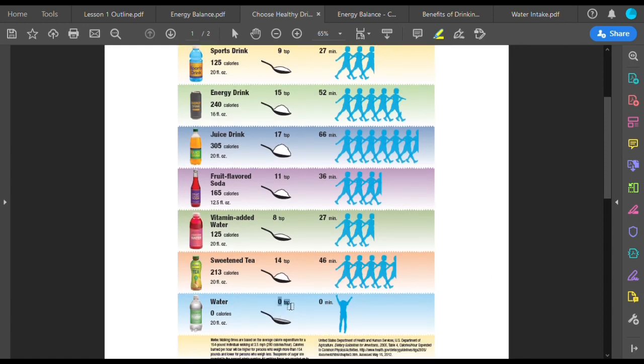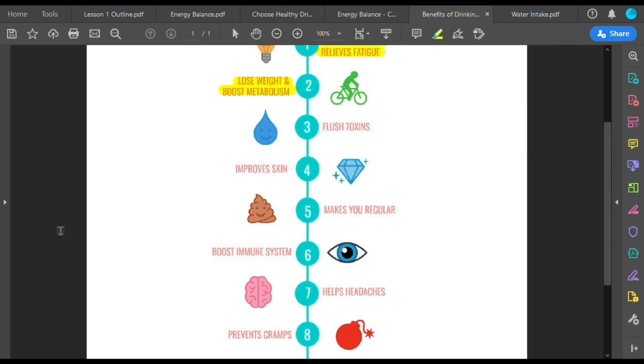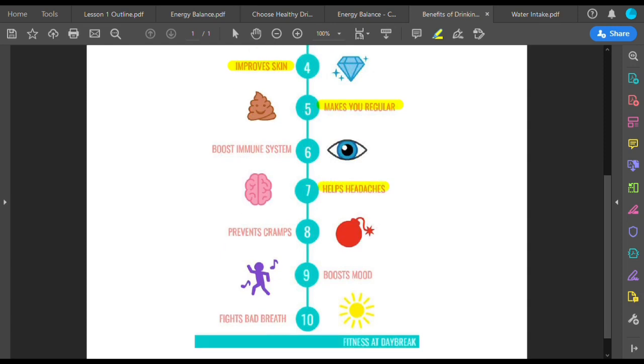Water contains no sugar, therefore it has 0 calories, and you don't have to increase your physical activity after drinking water. Drinking water has many benefits, such as increased energy and less fatigue. Water helps boost your metabolism, which can lead to weight loss. Water can also help clear your skin, help prevent constipation, help prevent headaches and cramps, to name a few.